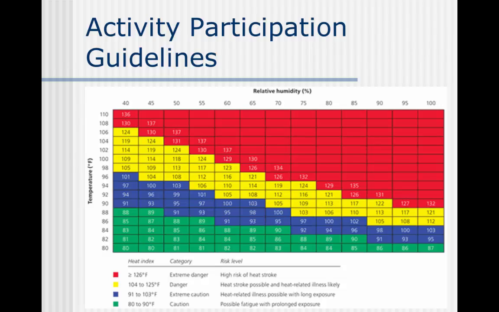We can see that we don't have to have a very high temperature to actually get into the red zone. We could have a temperature as low as 90 degrees to get us into the red zone. If we have a 95% or 100% relative humidity, we would actually be in the extreme danger red zone.